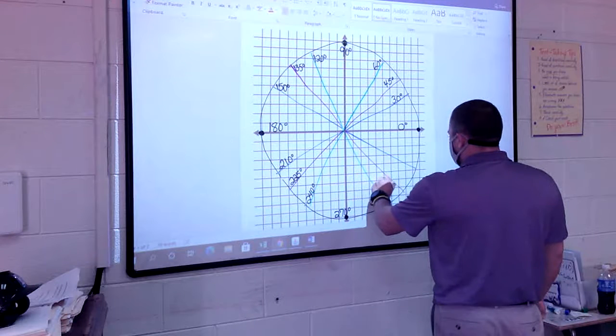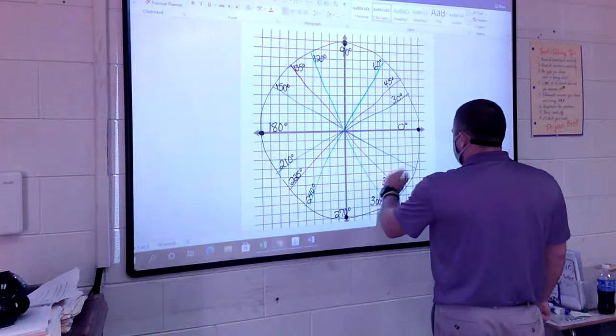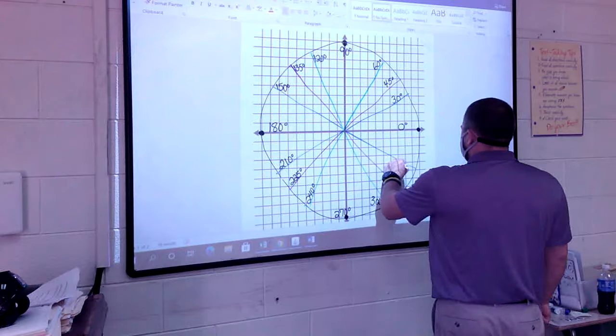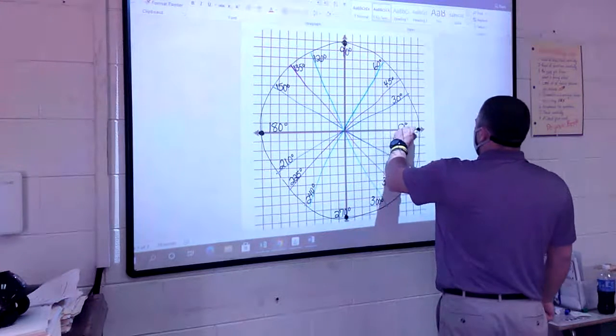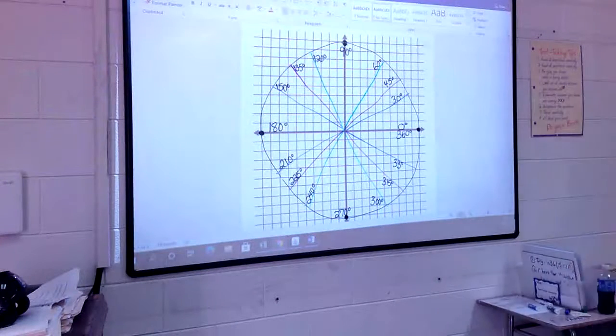15 more puts us at 315. 15 more puts us at 330. And then 30 more takes us all the way back around the circle to the beginning. And that was a full 360 degree turn all the way around. So now we've gone all the way around the circle from 0 to 360.